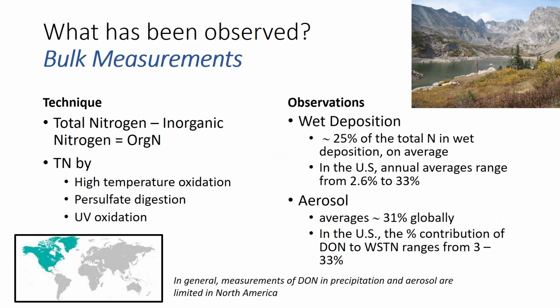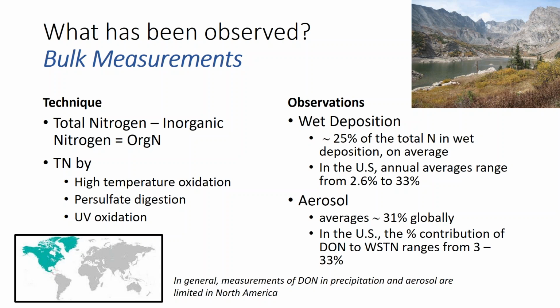So what do we know? What have we observed? In terms of bulk measurements, this is just how much organic nitrogen is there. We usually measure this using the total nitrogen technique. We measure the total nitrogen and we subtract off the inorganic components to get the organic nitrogen. The total nitrogen can be measured by a few different techniques where we essentially oxidize all of those organic species and then measure the oxidation products, usually NOx or NO specifically.